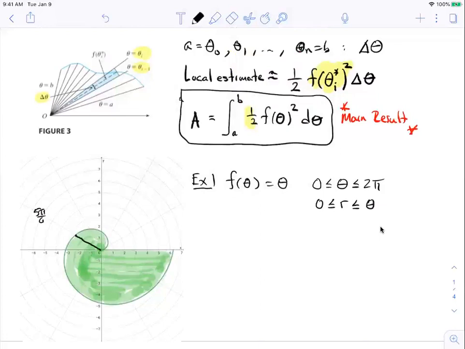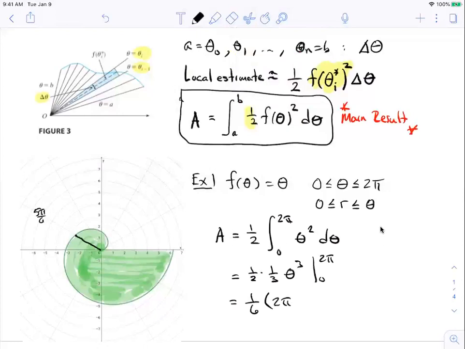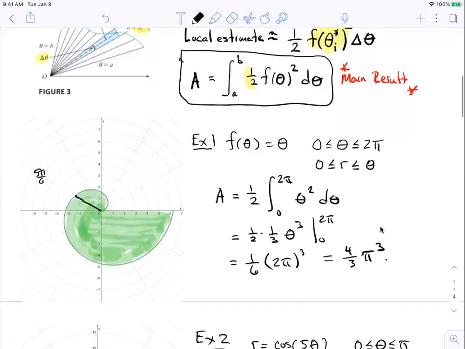Okay, so we can make quick work of calculating this area because I'm going to put the 1/2 in front. I usually will. It's 1/2 the integral from 0 to 2 pi, and then I have to square my function, so it's theta squared d theta. So this integral is elementary. We can just do it together real quick. It's 1/2 times 1/3 theta cubed from 0 to 2 pi. So that's going to be 1/6 times 2 pi quantity cubed, or if you prefer, 8/6 or 4/3 pi cubed. Cool. So there's computing an area with a polar integral. Let's do another one.